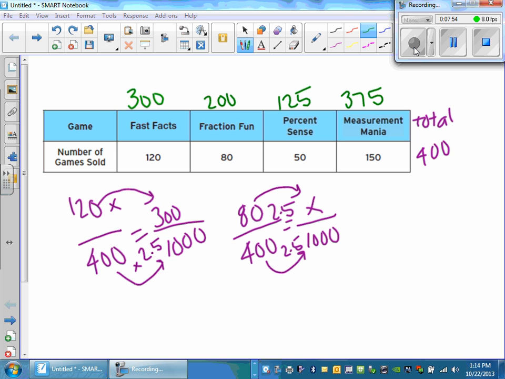You should have gotten these answers for how many games they should buy if they wanted to buy a total of 1,000. You can always go back and check when you add them all up, do you get a total of 1,000 games? If you need to check your work, you and your group mates need to go back and check your work to make sure you're getting these answers as the correct answers.